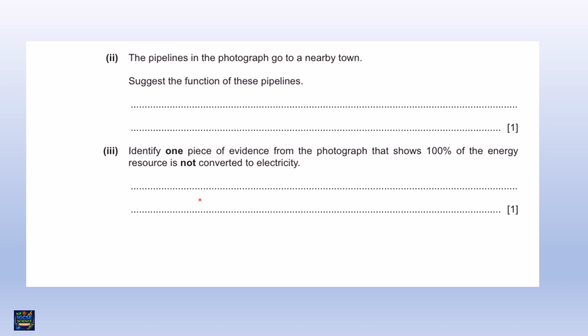Part 3 is identify one piece of evidence from the photograph that shows 100% of the energy resource is not converted to electricity. You need to just find one piece of evidence from the photograph that shows 100% of the energy resource is not converted to electricity. This also carries only 1 mark.